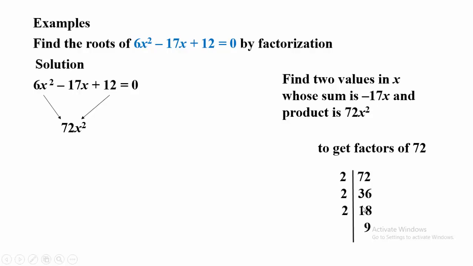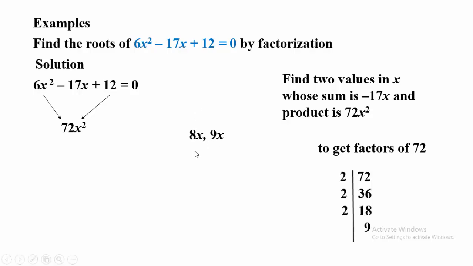So let's continue. Divide 18 by 2 and check. 2 times 2 is 4. 4 times 2 is 8. And we have 9 here. Here we are having 8 and 9 as our two factors. If you add them together, it gives 17. It means that 8 and 9 are our two factors. In terms of x, we have 8x and 9x.